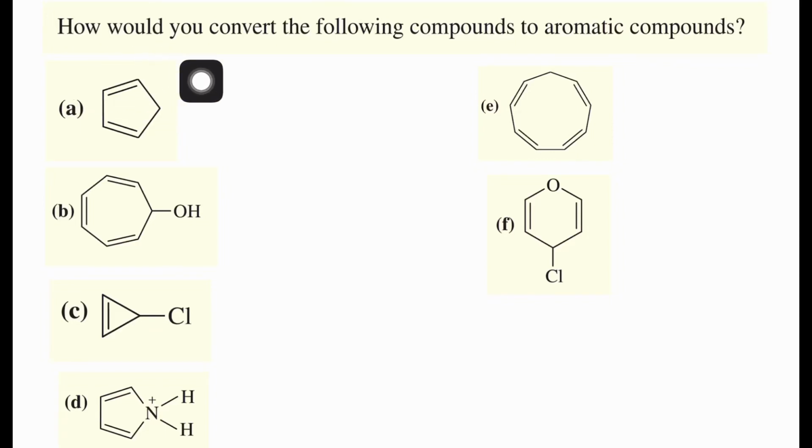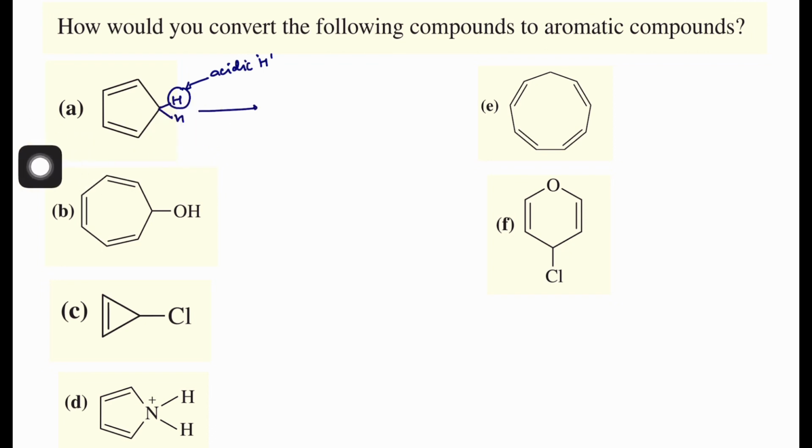How would you convert the following compounds to aromatic compounds? So this is a non-aromatic compound and we have to convert it to aromatic. If you see, this molecule can be converted to cyclopentadienyl anion, which is aromatic, but we need to remove the acidic hydrogen. This is actually the acidic hydrogen and we need to remove it.